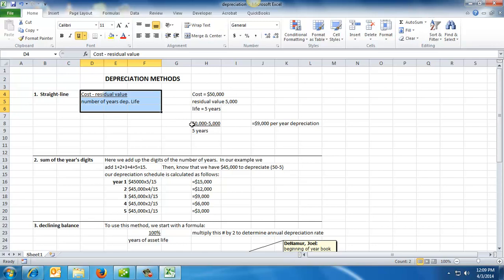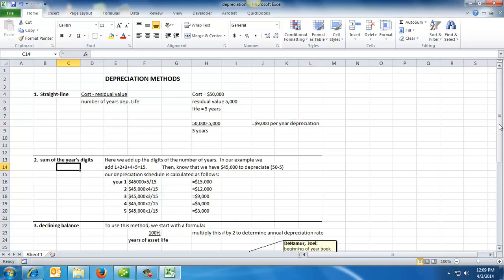We'll take our cost of $50,000 minus our residual value or salvage value of $5,000, divided by the number of years of depreciable life of 5 years, which means that every single year we'll record the exact same amount of depreciation, $9,000. So we'll debit depreciation expense and credit accumulated depreciation.